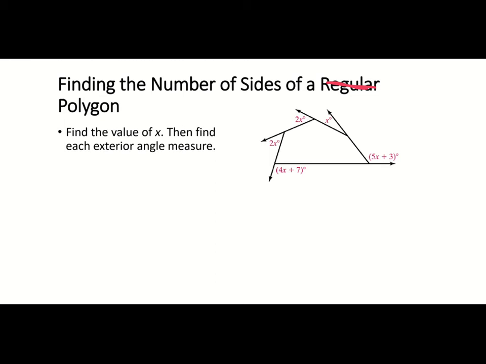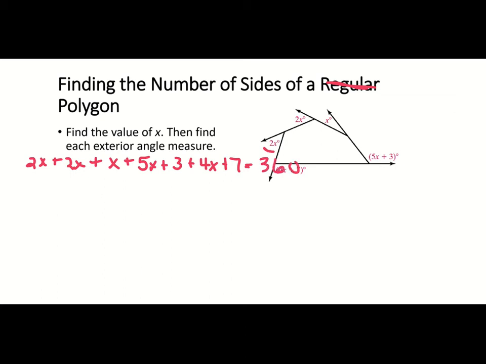So that means that we are going to take all my angle measures, my exterior angles. I'm going to start here and I'll work my way around. We have 2x plus 2x plus x plus 5x plus 3 plus 4x plus 7. And we know no matter how many sides, they're always going to add to 360 degrees.